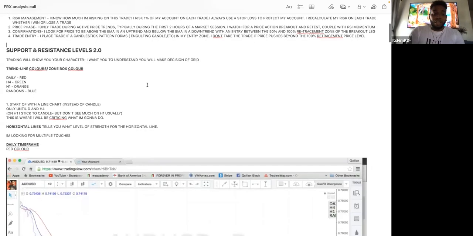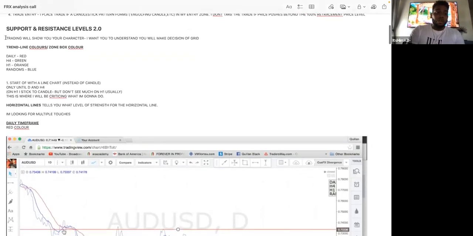Support and resistance level one-on-one. This is what I really do when I trade. This is how I trap the market, my go-to. What do I actually look for in the markets? You see AUD USD, that's my baby right there. I recommend AUD USD to anybody to trade and get used to.